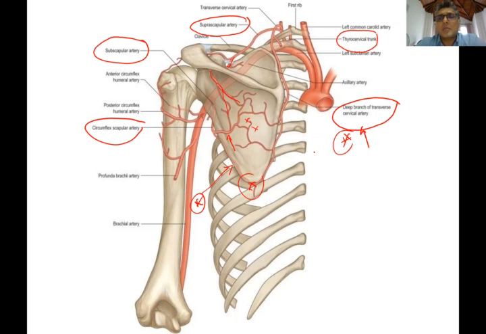Now, this area, especially the deep branch of the transverse cervical artery, is given different names by different authors because there are variations in certain people. But just remember this version. At the same time, remember that there are other versions of it slightly different from this one. Don't get confused.